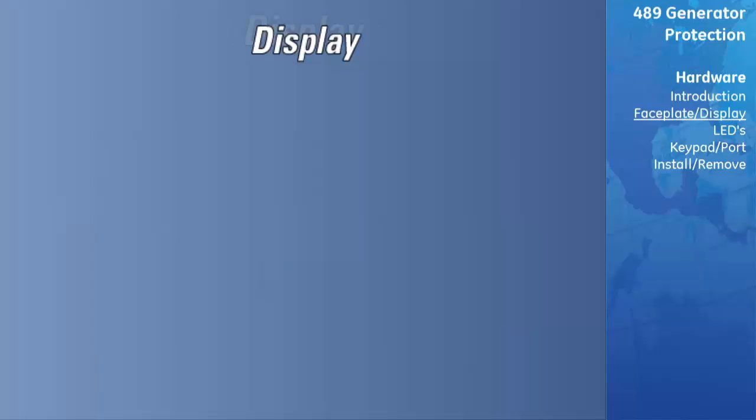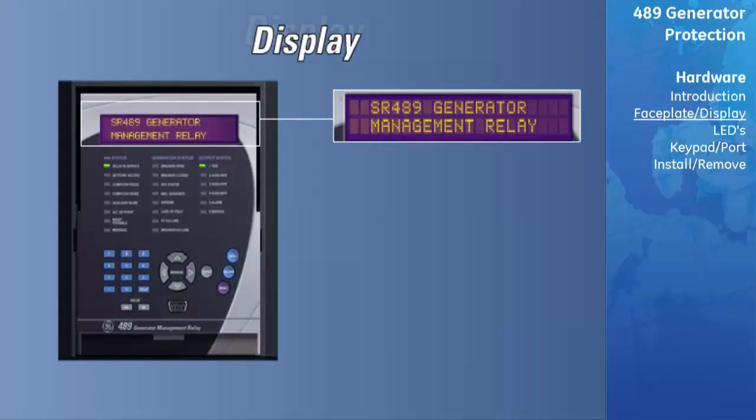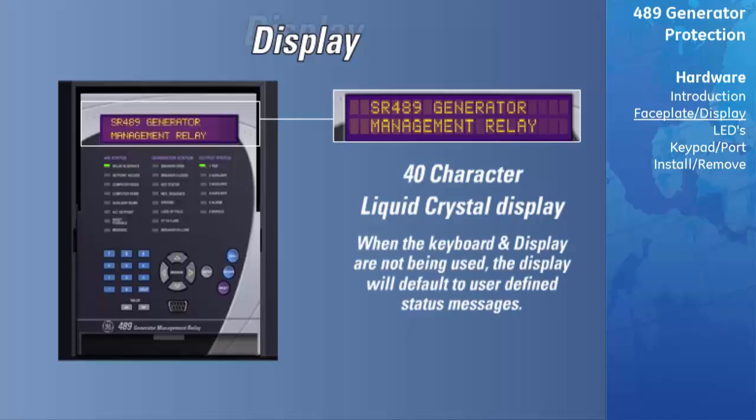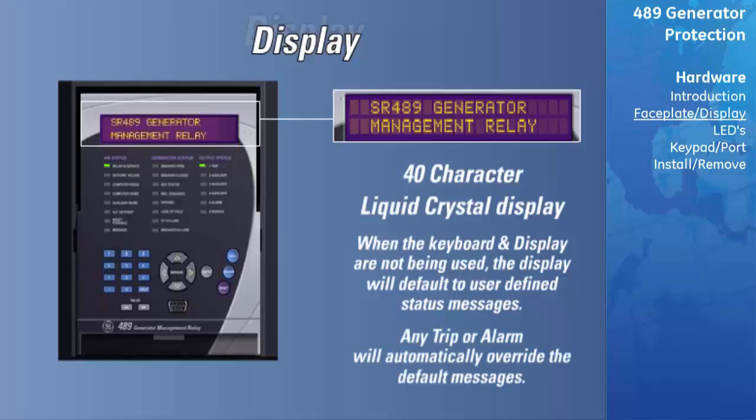Relay display. All messages are displayed on a 40-character liquid crystal display to make them visible under poor lighting conditions. While the keypad and display are not being used, the display will default to user-defined status messages. Any trip or alarm will automatically override the default messages and appear on the display. Pressing the Help key for 2 seconds will initiate a lamp test.